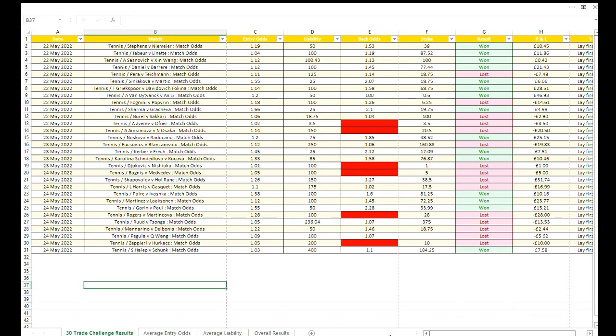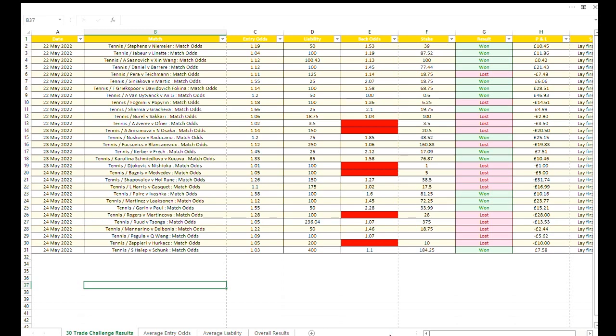But just on column C here, we've got entry odds, liability, back odds, stake, overall result, overall profit and loss, and then the strategy. If I just scroll over here, you'll see the strategy for all of the trades was lay the first set winner.